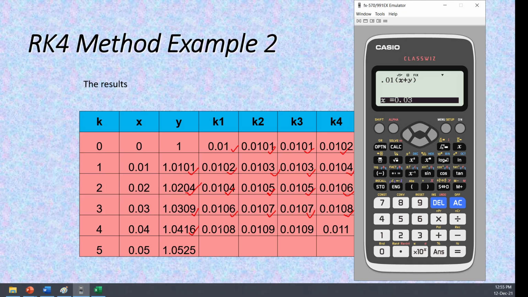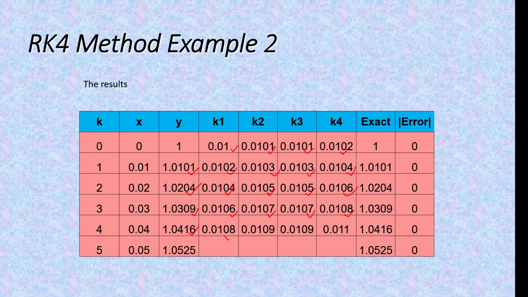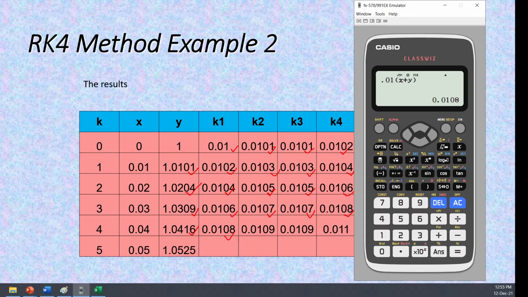So for K1 and K equal to 4, X is 0.04. Y value correct, I just press equal. So I get 0.0108, correct? This value is correct. And then search back the K2 formula. Okay, C is not correct, should be A. So I don't know which one, I have to see before you click.